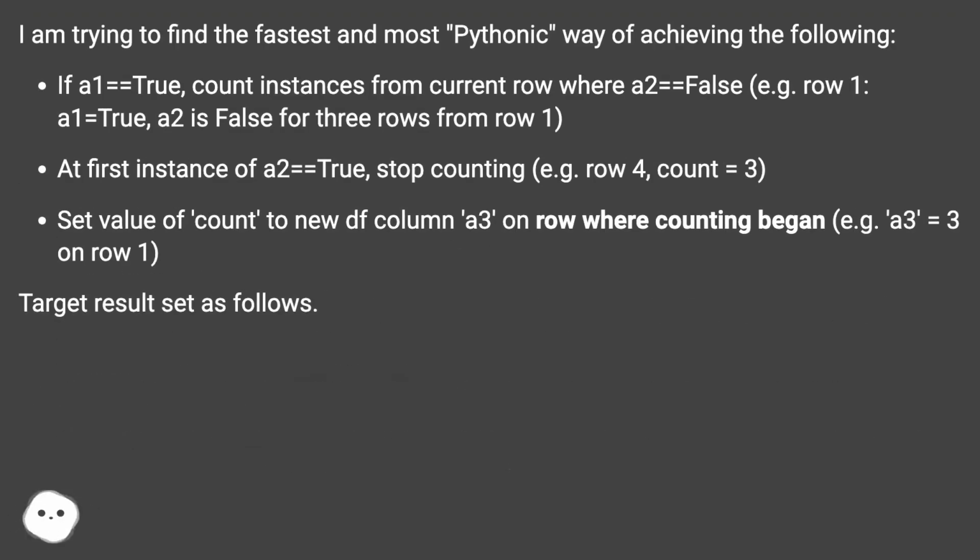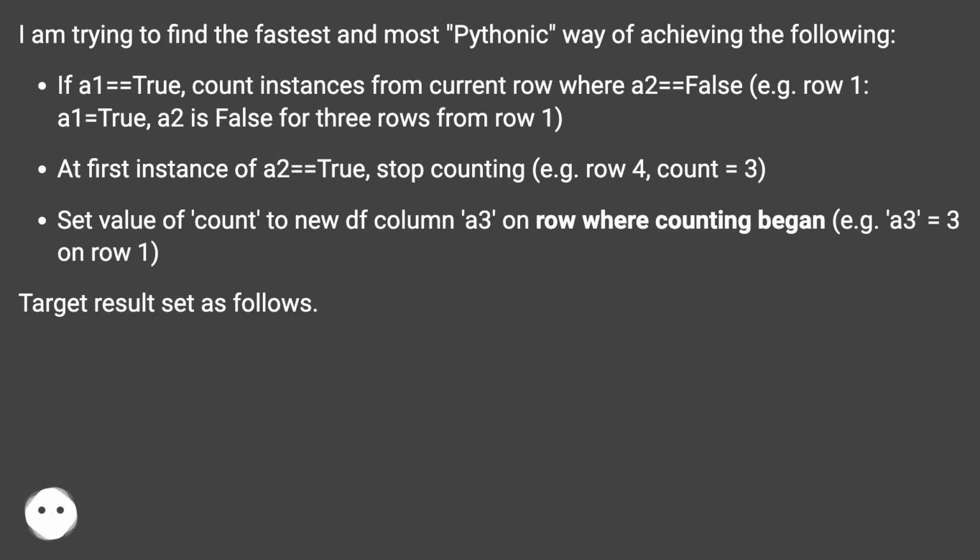I am trying to find the fastest and most Pythonic way of achieving the following. If a1 equals true, count instances from current row where a2 equals false, e.g. row 1, a1 equals true, a2 is false for 3 rows from row 1. At first instance of a2 equals true, stop counting, e.g. row 4, count equals 3.